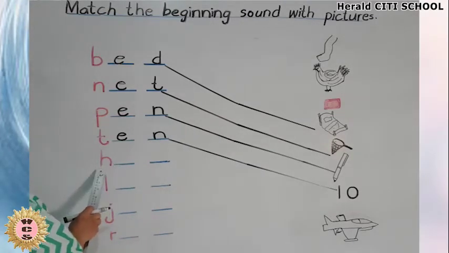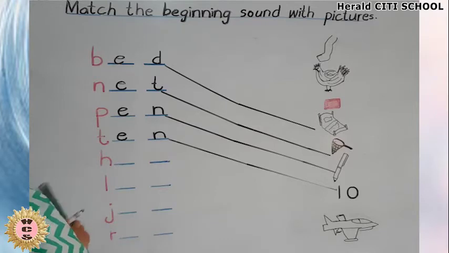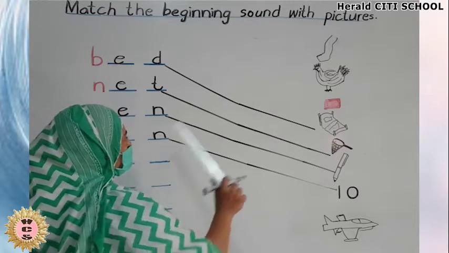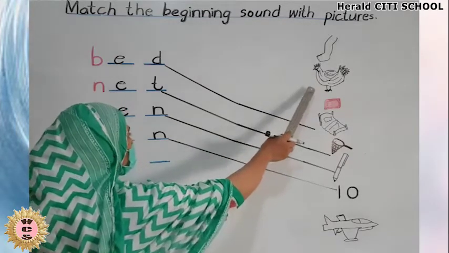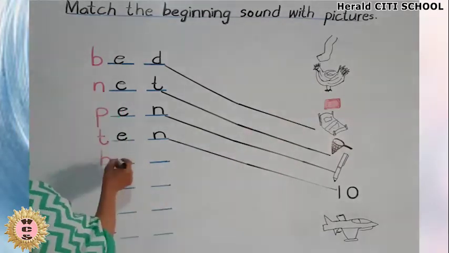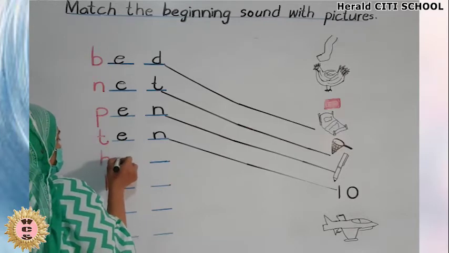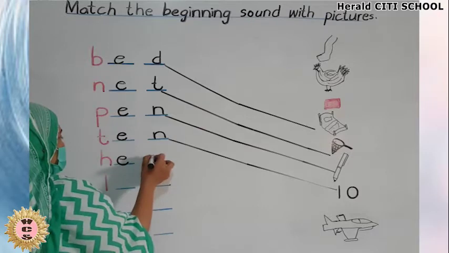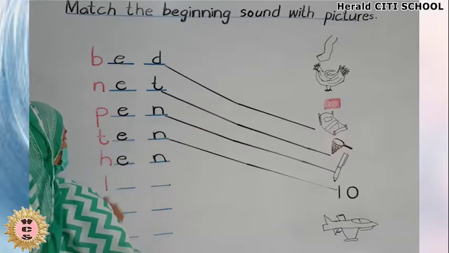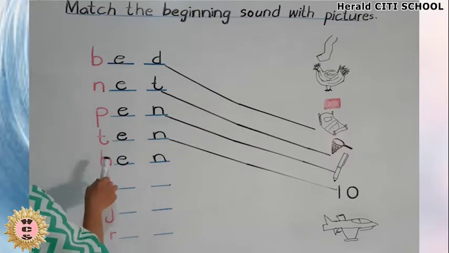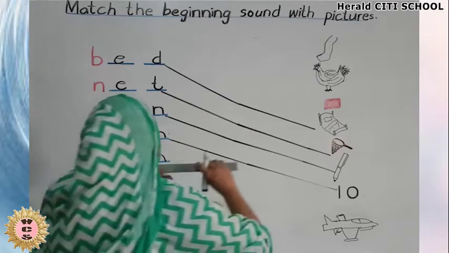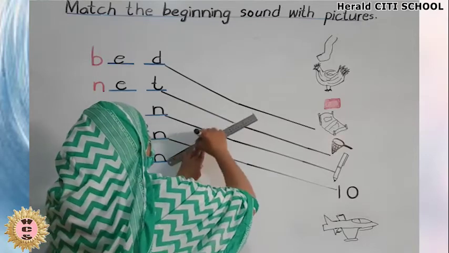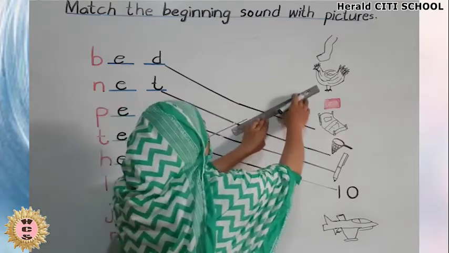Children, this is H, and the sound of H is H. And which picture starts from the sound of H? Leg, hen. Yes. Now we will write here the spelling of hen. H E N, hen. What is the spelling of hen? H E N, hen. Now children, we will match the spelling of hen with the picture of hen.